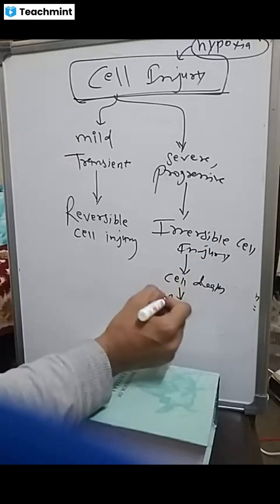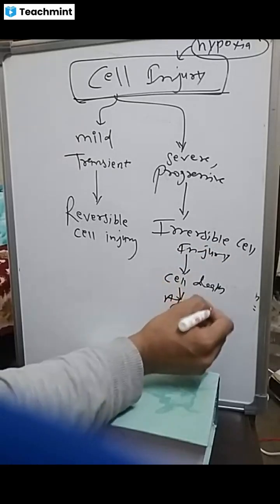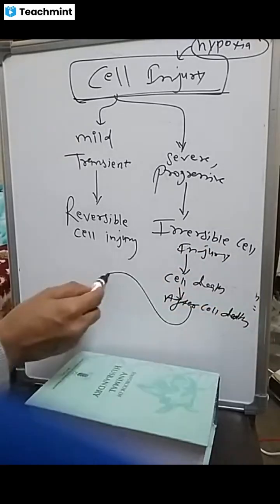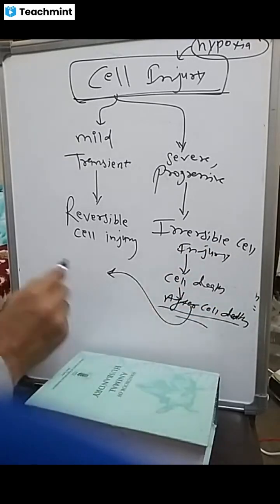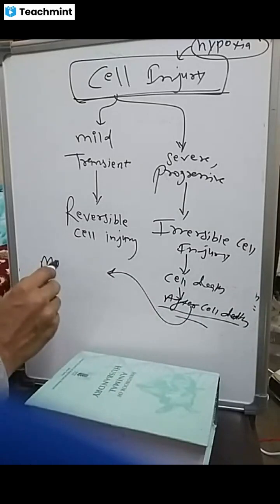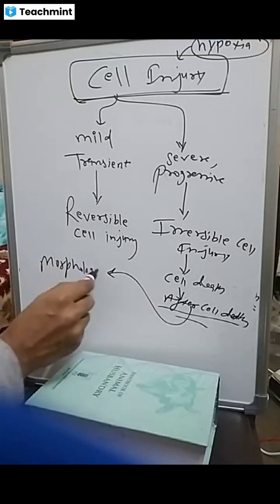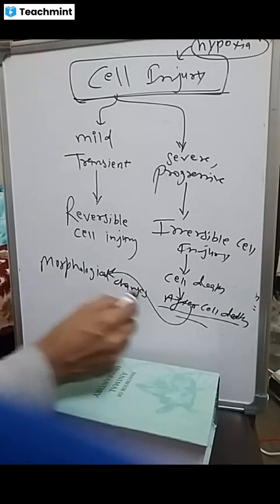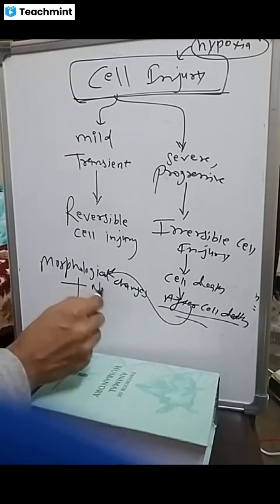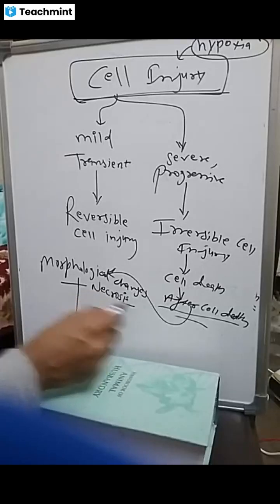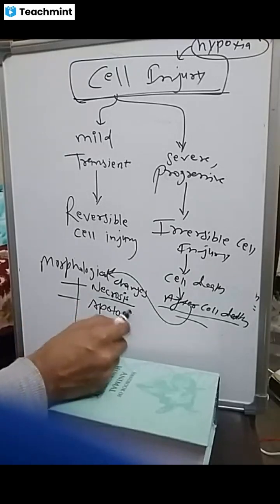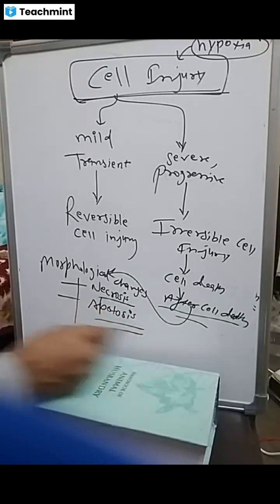What happens after cell death? After the cell dies, some morphological changes occur, and these morphological changes are known as necrosis and apoptosis.